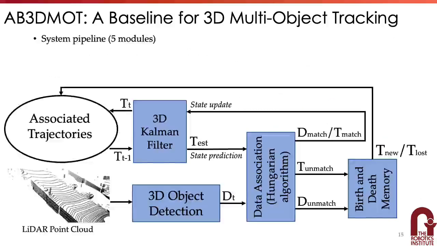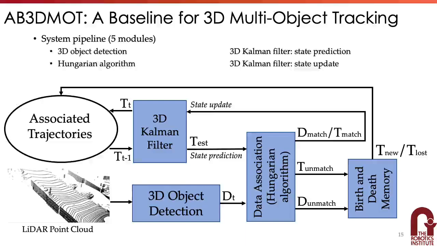Now, let's take a look at our system pipeline, which includes five modules: 3D object detection, state prediction in the Kalman filter, Hungarian algorithm for data association, state update to obtain the trajectories, and finally the birth and death memory module for track management.